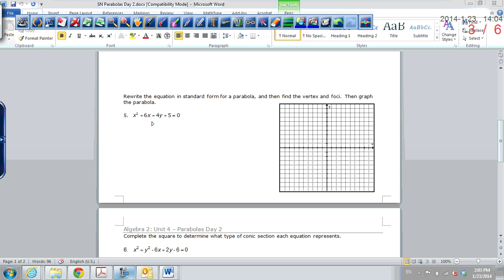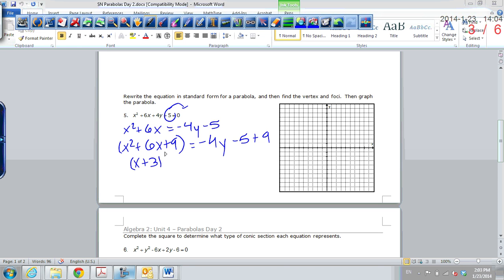We're going to first complete the square and move 5 to the other side. So I got x squared plus 6x equals negative 4y minus 5. Next thing I'm going to do is complete the square. So x squared plus 6x plus 9 equals negative 4y minus 5, and then plus 9. Got to be sure I add 9 to both sides. Next thing I do is I factor, so x plus 3 squared equals negative 4y, and then plus 4.